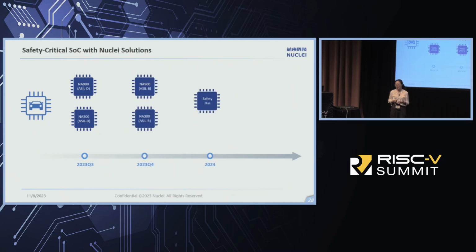I think we are looking forward to the growth in automotive. That's why Nuclei will continuously develop more functional safety products. Right now, we have the ASIL-D certificate, and we are working on the ASIL-B certificate. Later, we will work on the functional safety bus. And next year, in 2025, we are going to have our NA1000 series for ADAS. So I think that's all.